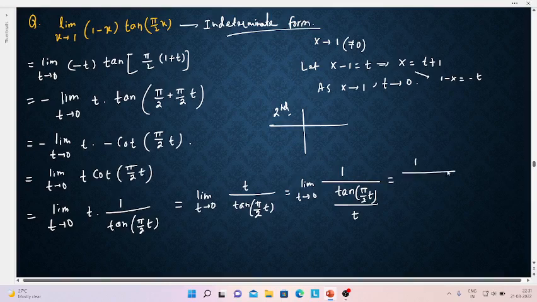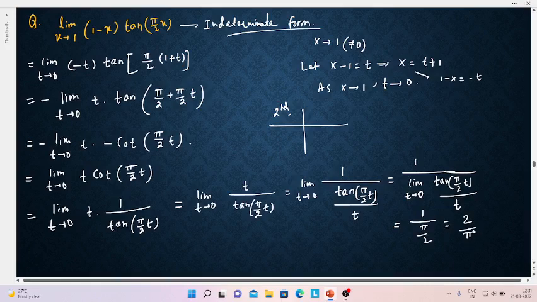So if we separate the limit, it will become 1 over limit t tends to 0, tan(pi by 2 times t) over t, right? You know the formula: limit x tends to 0, tan kx over x is nothing but k. Similarly, limit t tends to 0, with pi by 2 in the place of k, tan kt over t is nothing but pi by 2. So that is 1 over pi by 2, which is nothing but 2 over pi, right?